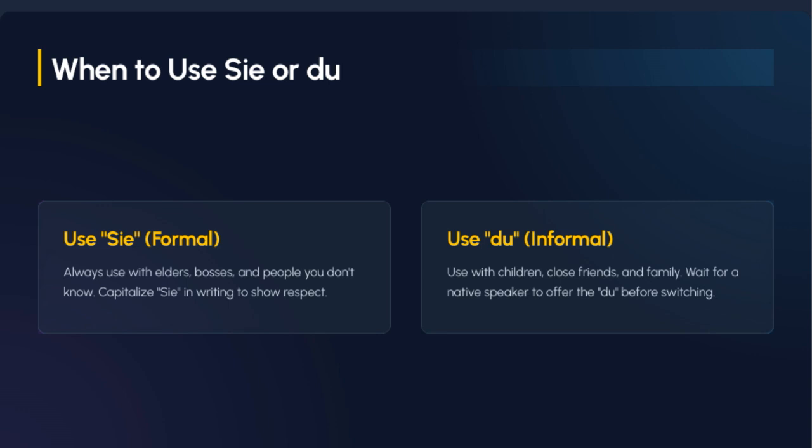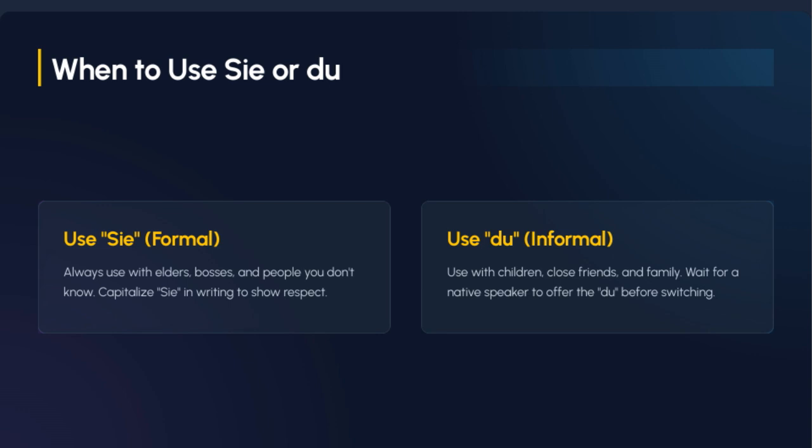On the other hand, Sie is formal and respectful. Always use Sie when you're speaking with elders, bosses, or people you don't know well. In writing, remember to capitalize Sie to clearly show respect. Understanding these differences helps you communicate appropriately in various social situations and fits into the overall theme of respectful language use in German.